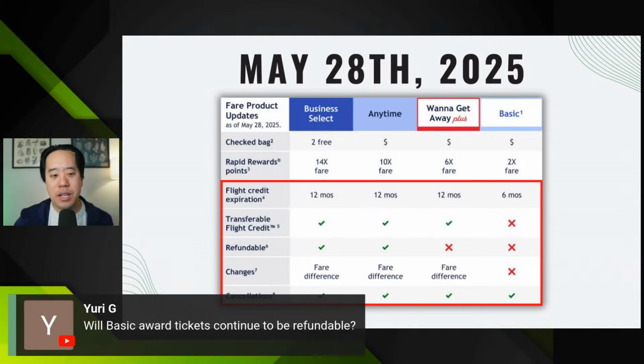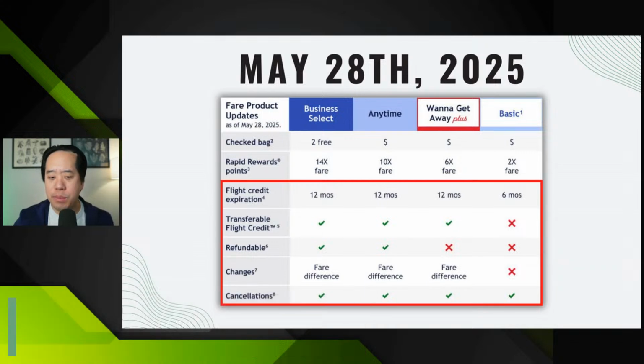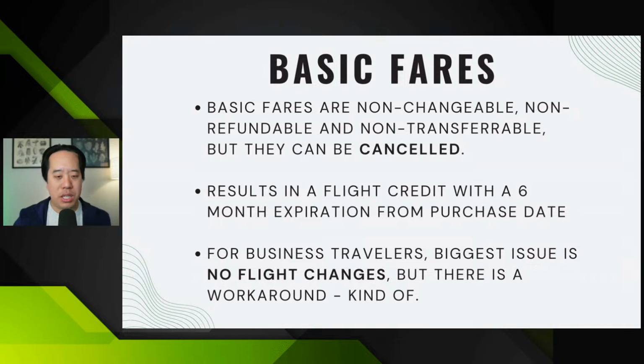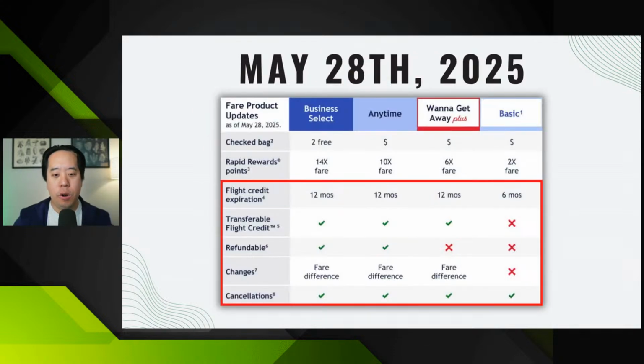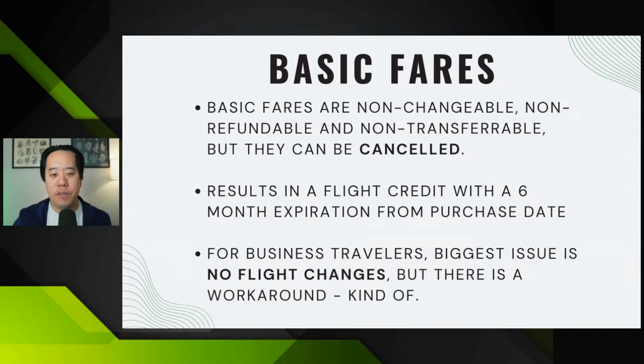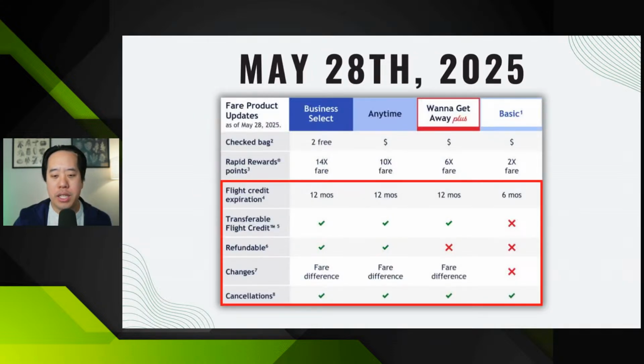And so Yuri asked, will the basic award tickets continue to be refundable? The answer, if you look at this chart, is no, it's not refundable, but there's an asterisk next to that. It's not really refundable, but there's a way to use it. So we'll look at the basic fare specifically. As we saw in the chart over here, the basic fares are non-changeable, non-refundable, and non-transferable, but the one thing they can do is be canceled, right? You can see on the chart in the right column here, the one green check mark you get in basic is cancellation. So you can cancel it.